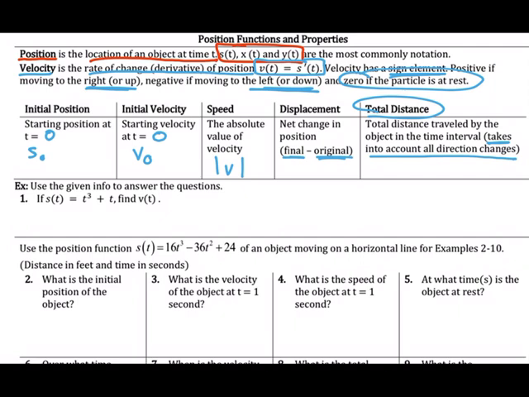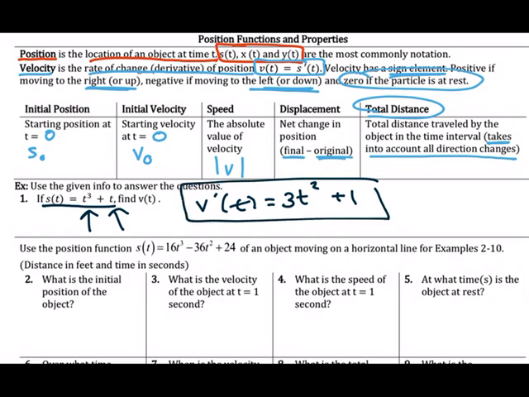So let's apply this a little further. If we are given a position vector here, we could find the velocity vector simply by taking the derivative of each term. And we know that the derivative of t to the third, we drop the exponent down to get 3t, and then we decrease the exponent by 1 to get squared. The derivative of t is just 1. So here is our velocity vector given the position vector.